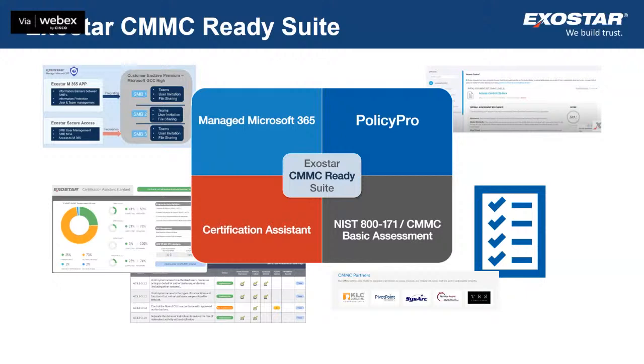If you need some assistance along the way, if you need to engage with a third party to provide some additional assistance, Exostar has a number of partners that can do everything from a basic assessment to a readiness assessment to a partner that is a C3PAO organization. All of those are part of Exostar's partner community. You can go to Exostar's partner page and engage with one of them through there. Certification Assistant also offers a link to reach out to that community to work with as well.